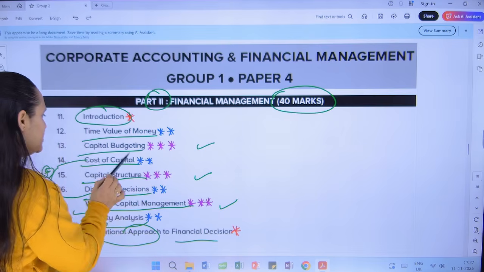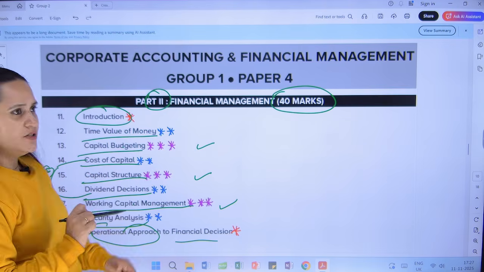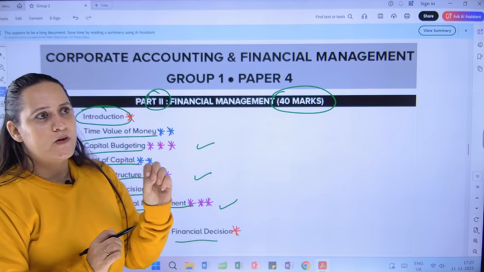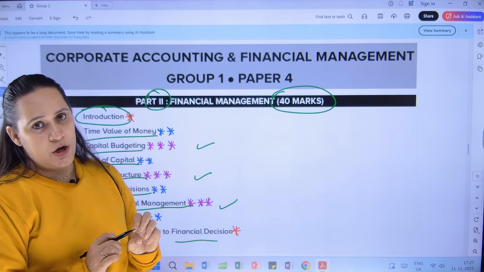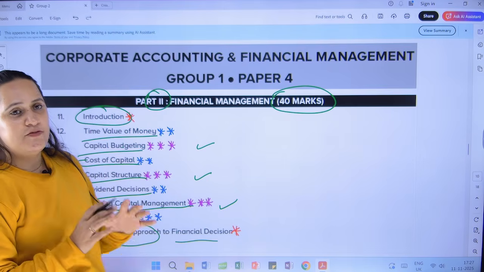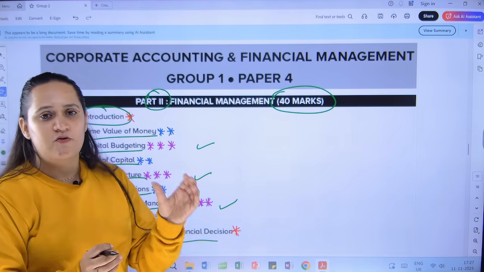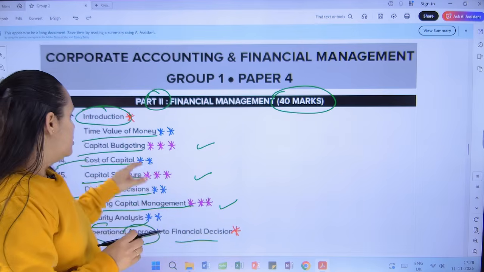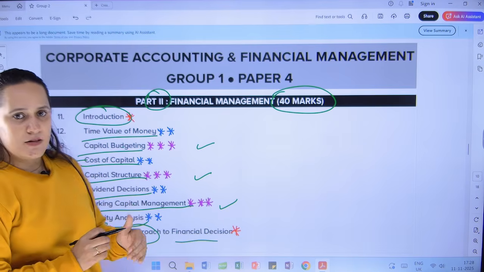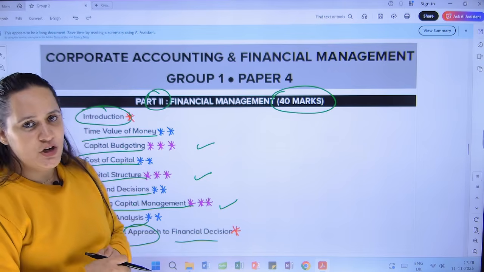For working capital management, capital budgeting, as well as capital structure, there is a certain level of brain application. So I've kept that as high priority for the purpose of revision, because conceptual knowledge and deep understanding are required. So that I've kept in the first level. In the second level of preparation, I've kept those chapters which are more formula based, memory based. You have to remember the formula. If you know the formula, you can just apply it and get the marks. That is why those chapters, cost of capital, dividend decision, security analysis, I've kept in the third level, and most basic is introduction and last, operational approach to financial decisions.